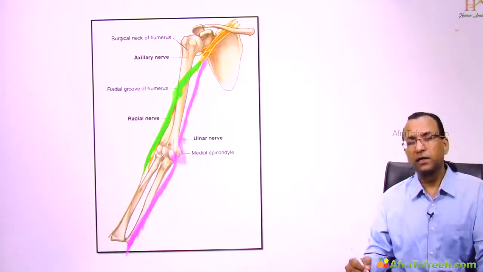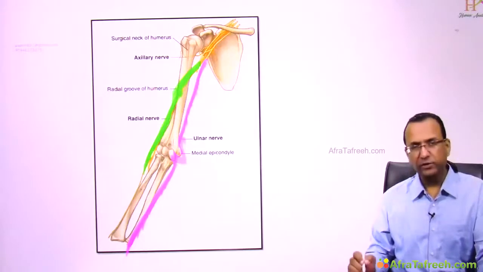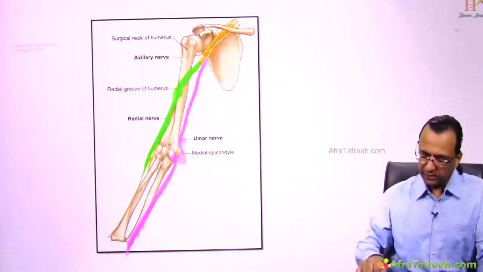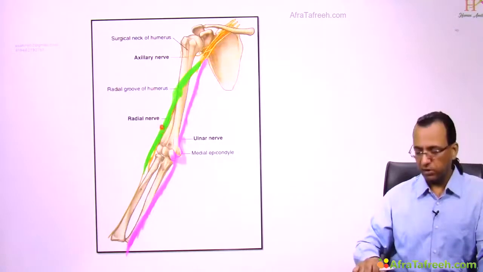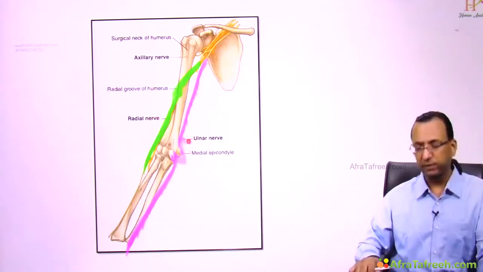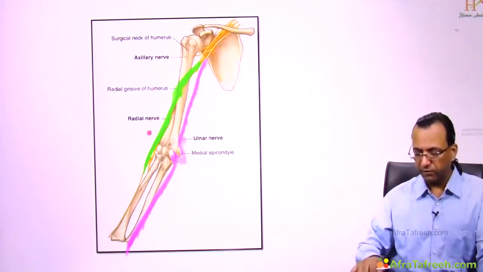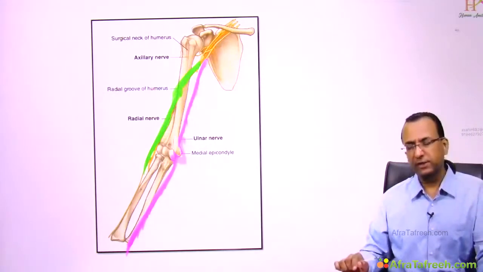And what about the relation to the epicondyle? Actually, the radial nerve is coming anterior to the lateral epicondyle. If the radial nerve is anterior to the lateral epicondyle, then the ulnar nerve is behind the medial epicondyle. Yes, the ulnar nerve is behind the medial epicondyle and the radial nerve is in front of the lateral epicondyle. Now, the point is that there are some nerves related to the humerus.